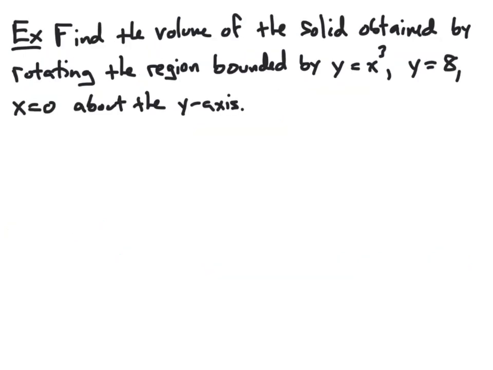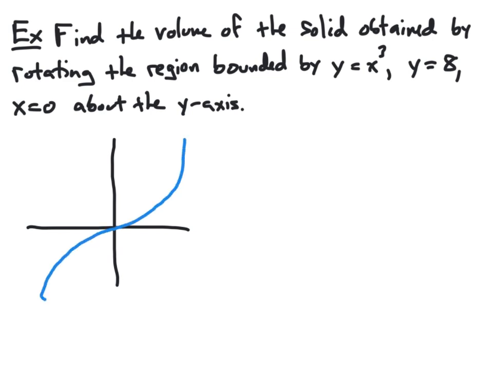In this example, we want to find the volume of the solid obtained by rotating the region bounded by y equals x cubed, y equals 8, and x equals 0 about the y-axis. Our first step here is to sketch the region and solid that we're being asked to consider. To do that, the first thing we need to do is sketch the curves that bound our region. The first curve that we're given is y equals x cubed, and that looks something like this.